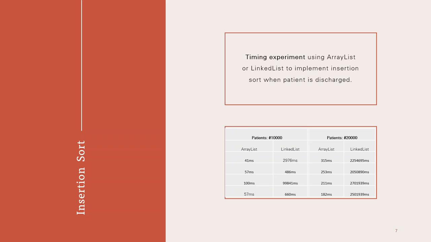I also ran the same test for 20,000 patients, and it was even more evident then. The array list ranged anywhere between 182 to 315 milliseconds, while the linked list took, on average, about 30 minutes. I also noticed that there was less variation in the array list with the number of times I ran the program compared to the linked list. If this program was scaled up, a sorting algorithm should be reconsidered, since insertion sort is a simple algorithm that is great for small collections.